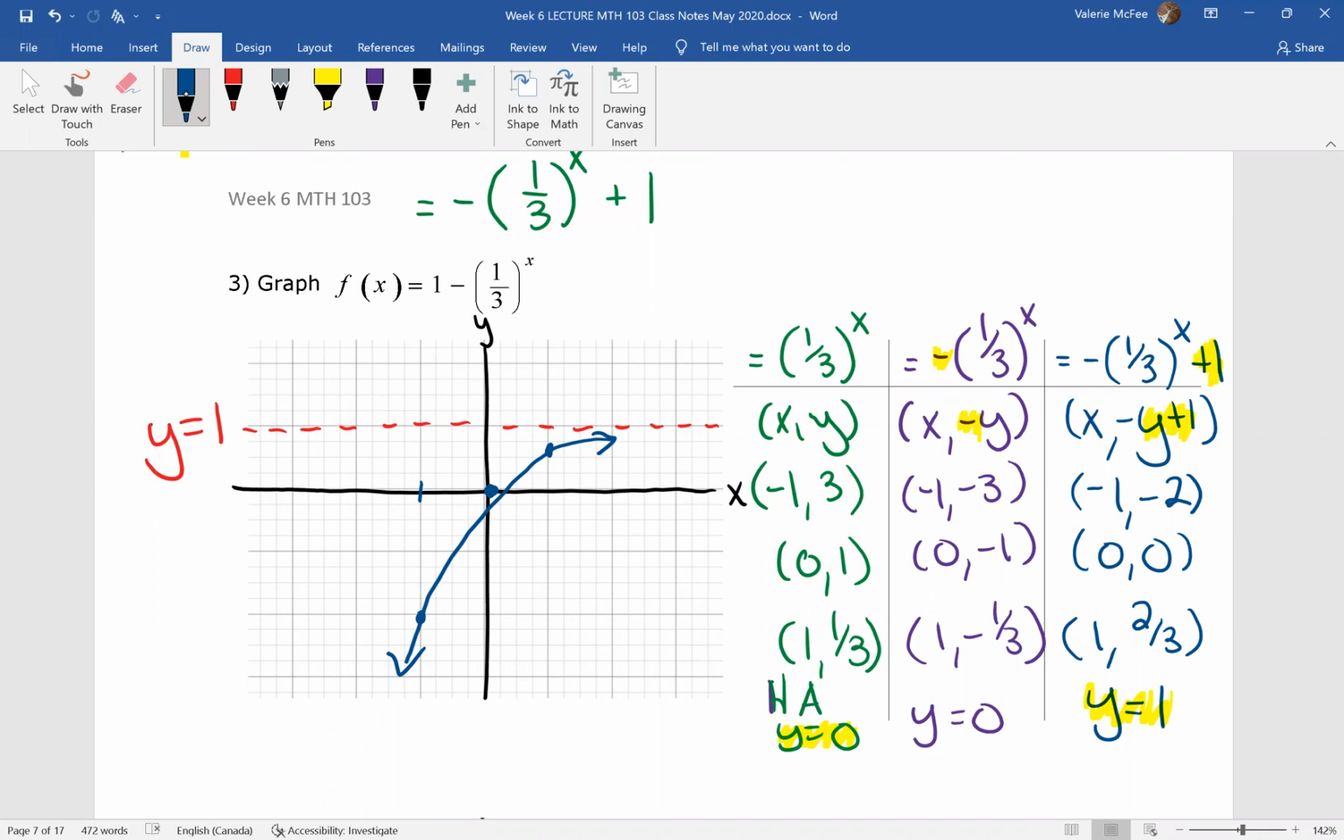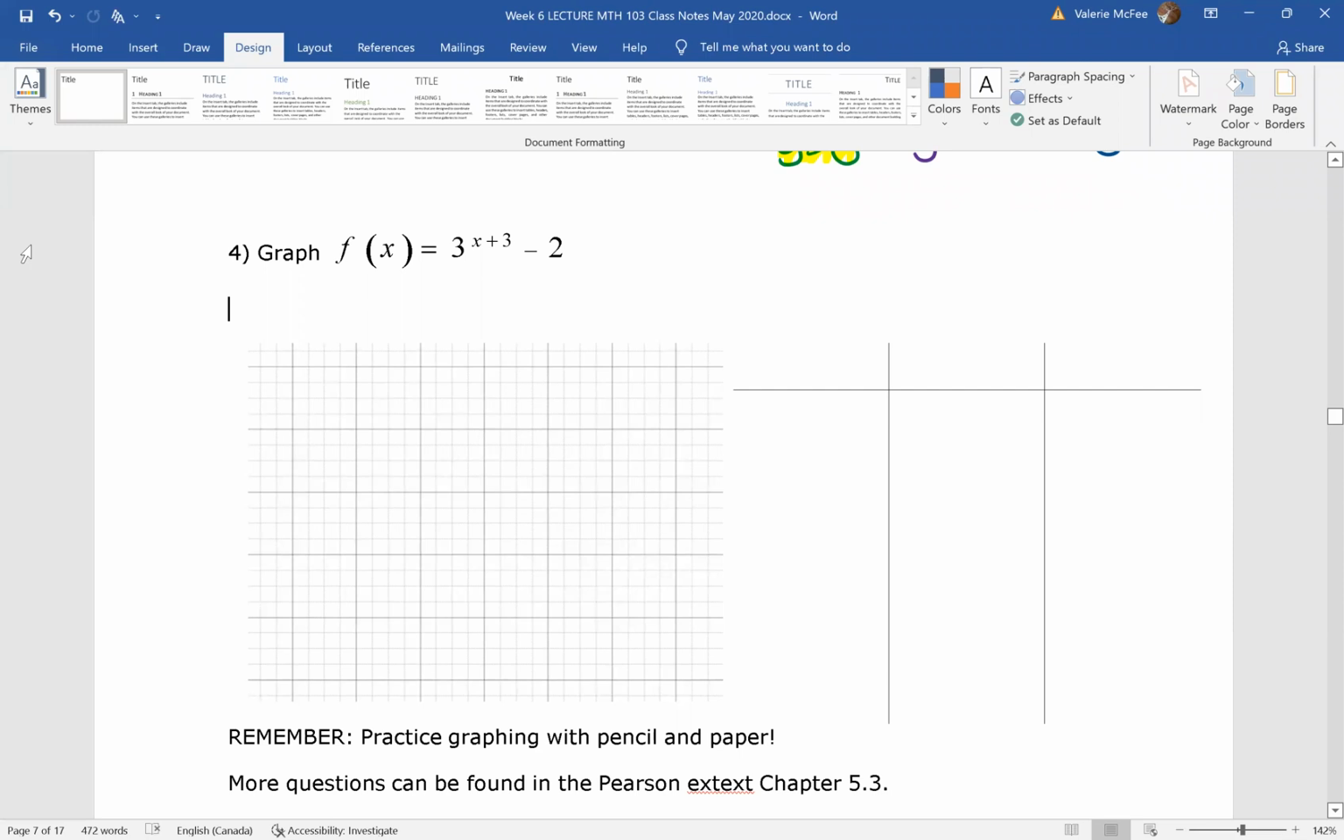Let's try graphing one more time. I'll leave this one to you. Find the final key points, graph the function.